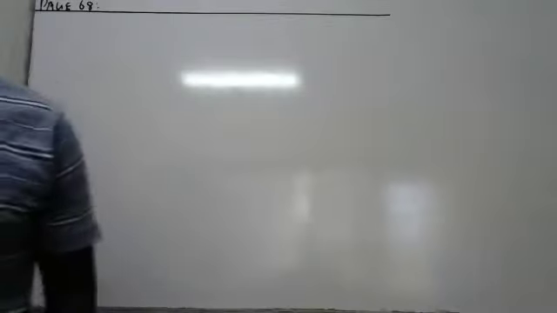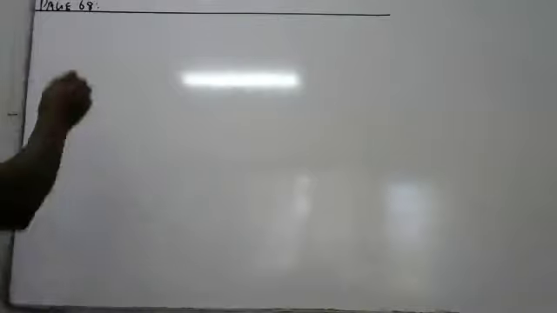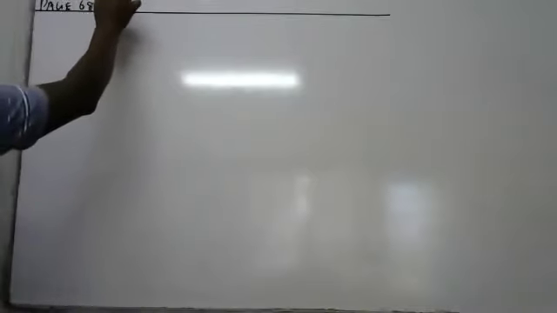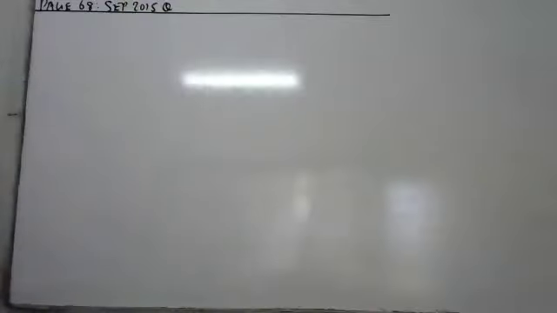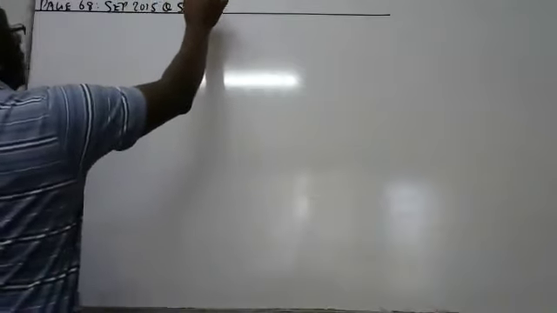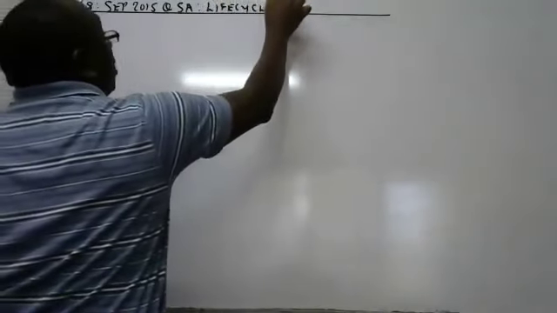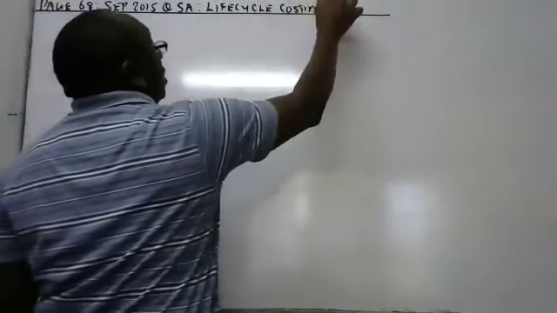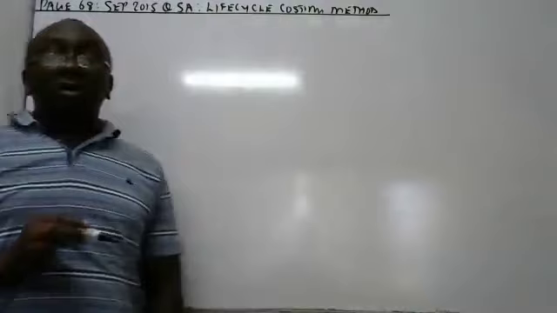The question is on page 68. It's a question that was tested in September 2015 as question number 5A. And the question is on life cycle costing methods. Life cycle costing method.